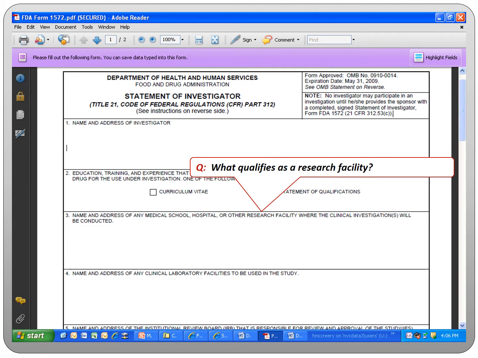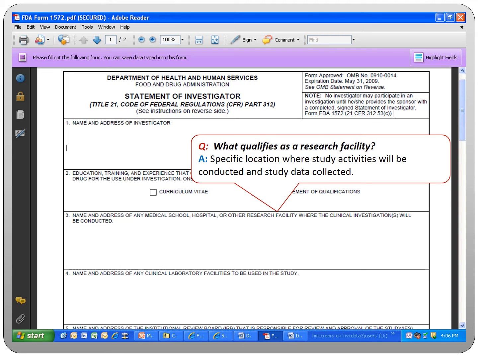Okay, number 3, name, address, medical school, hospital, other research facility where things are going to be done. So what really is a research facility? That's a pretty broad term. And so this oftentimes comes up in question because what's the name and address of that place? And it's really where any study activities are going to be conducted.